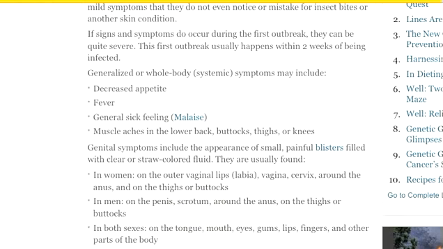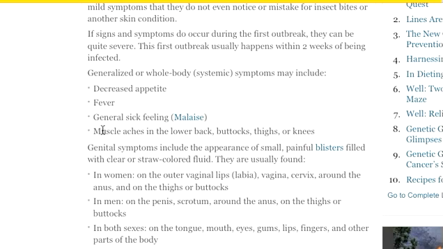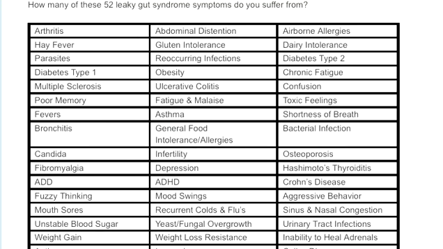Fevers. General sick feeling, again, that's another of the recurring colds and flus. Just chronic fatigue, things like that. General shortness of breath. Those things make you feel sick. General sick feeling. Muscle aches in the lower back. Buttocks and thighs are weak. So let's see here. There's fevers right there.